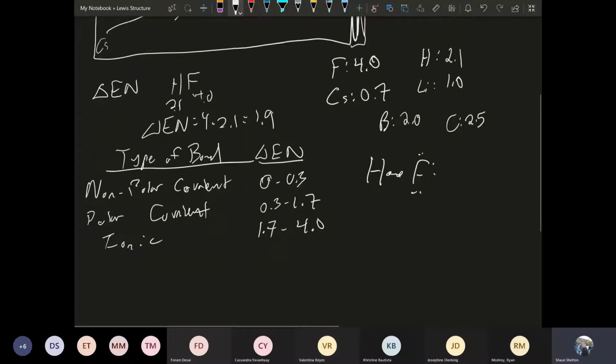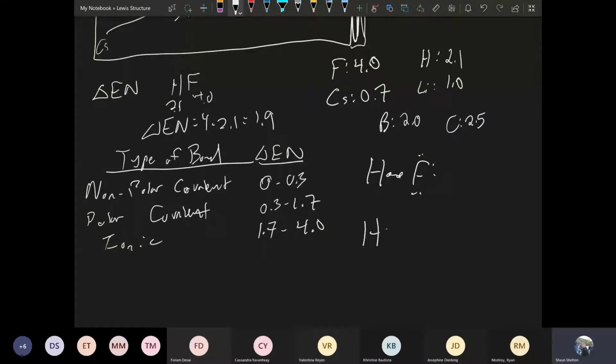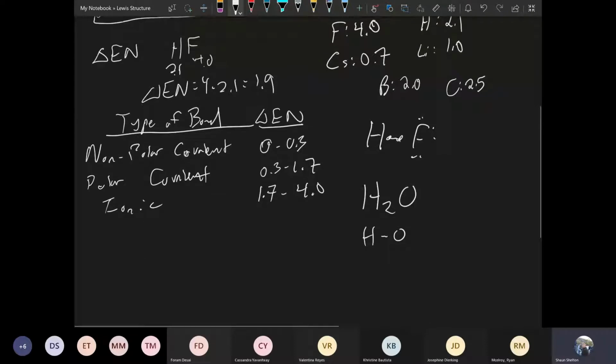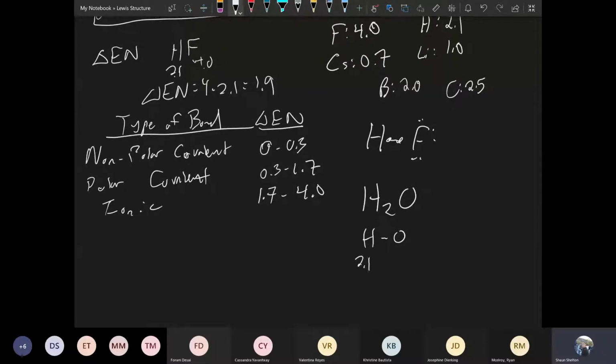So if we look at H2O, H2O has a hydrogen and an oxygen bond. So we look up the electronegativity values. Now hydrogen is 2.1, where oxygen is 3.5. So 3.5 minus 2.1 gives you what, around 1.7. 1.3 or something like that.